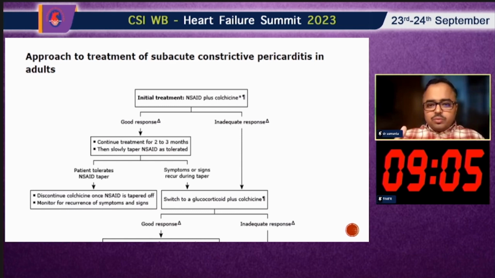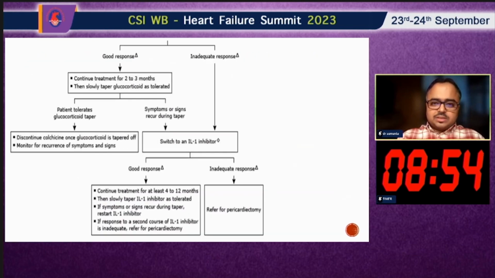If there is an inadequate response to NSAIDs and colchicine, you can switch to glucocorticoid plus colchicine. That is steroid plus colchicine. You have to continue it for 6 months at least. If the patient tolerates this, then we can taper off glucocorticoid and monitor the symptoms. What should we look for? Number one is symptomatic improvement of these patients.